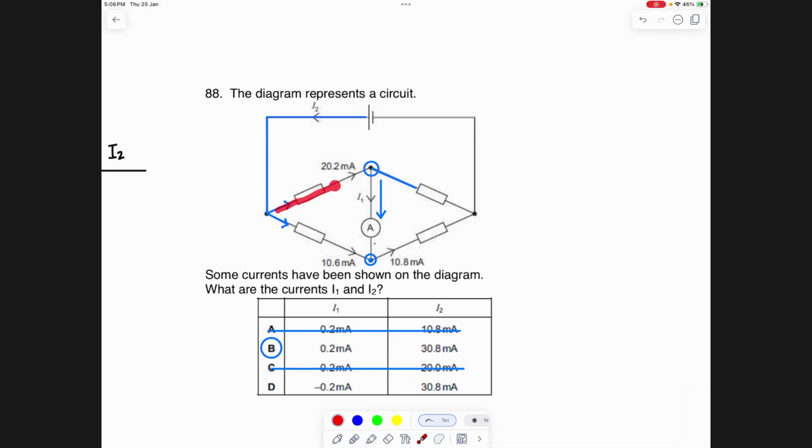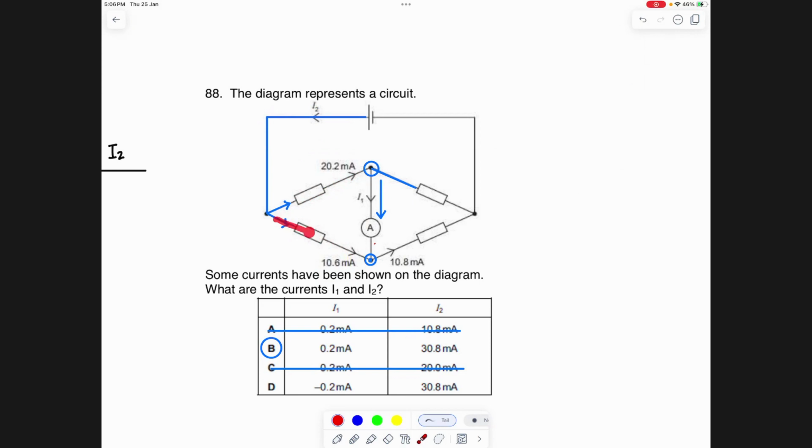The current in this branch is 20.2 and the current in this branch is 10.6, right? And this is a junction here. We know that whatever current enters the junction must be the same as what leaves the junction. So what should be entering here? Shouldn't it be this plus this, right? So that's 30.8. So that means 30.8 comes here, 20.2 goes there, and 10.6 goes there. Okay, so that's the first one.